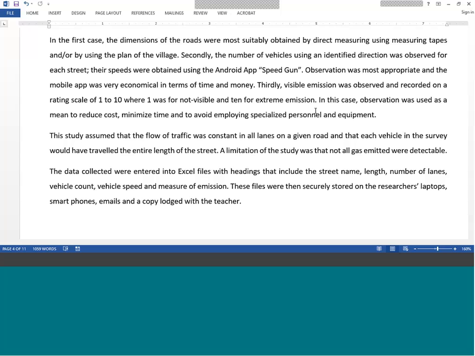The data collected were entered into Excel files with headings that include the street name, the length, the number of lanes, the number of vehicles, the speed, and the measure of emission. These files were then securely stored in the researcher's laptop, smartphone, email, and a copy lodged with the teacher. So we see here under the data collection category, from reading this, it gives a very good understanding of how the students went about getting the data.